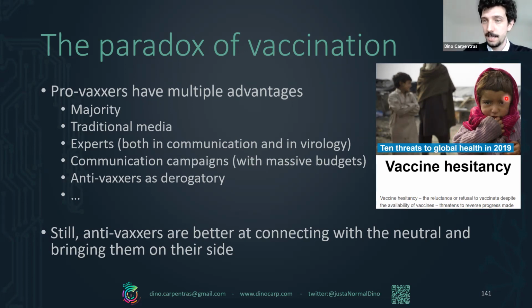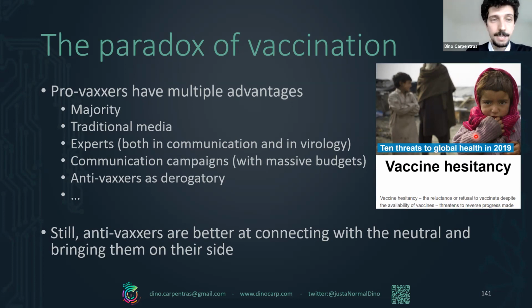For example, in 2019, again before COVID, the World Health Organization declared vaccine hesitancy one of the 10 threats to global health. And so the mystery here is that even if anti-vaxxers have all these disadvantages, they're still better at converting. There are some studies which show that they're better at converting the neutral to their side.